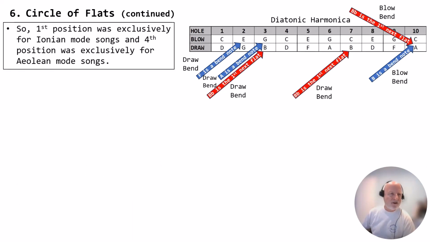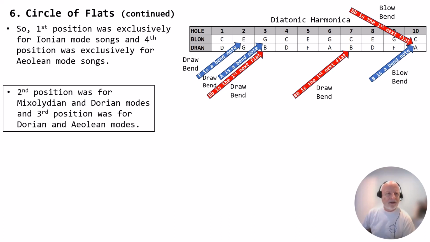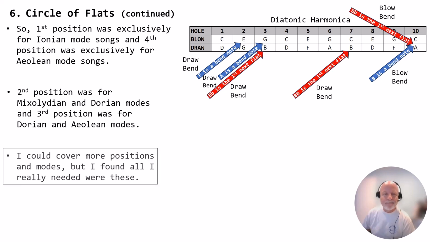So first position I used exclusively for Ionian mode songs, and the 4th position I used exclusively for Aeolian mode songs. The 2nd position was for Mixolydian, which is diatonic in that position, and Dorian, which is playing the first next flat. And then 3rd position was for Dorian, which is diatonic to 3rd position, and Aeolian minor mode, which is using that first next flat.